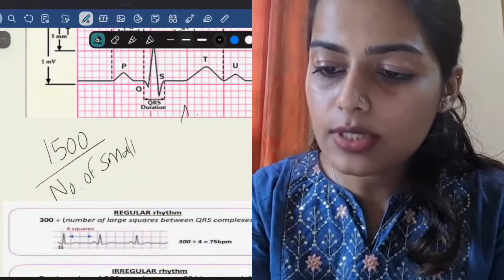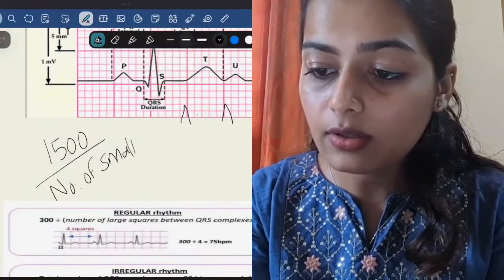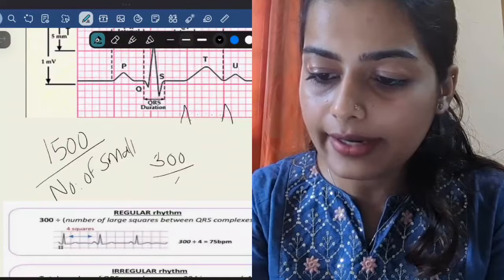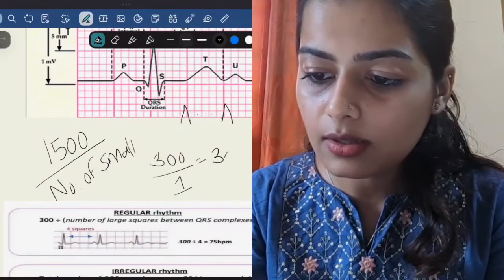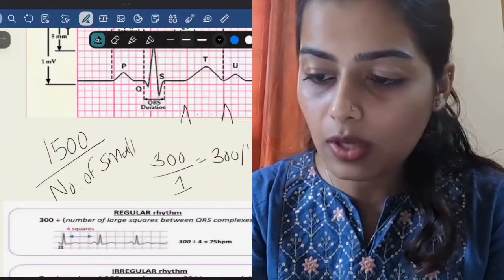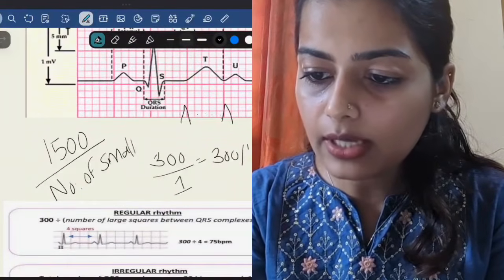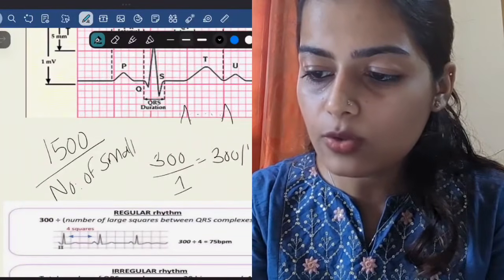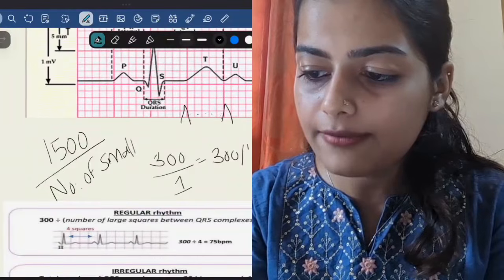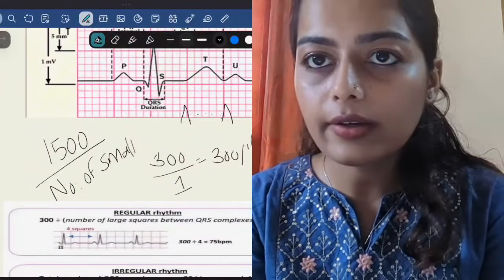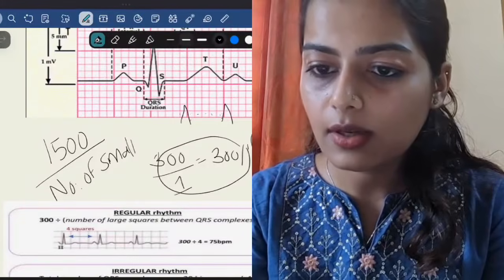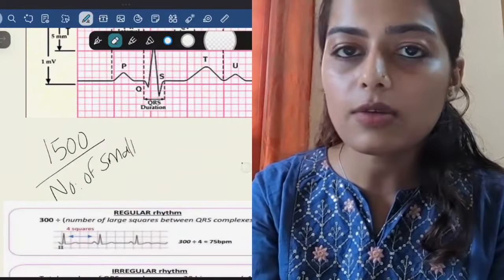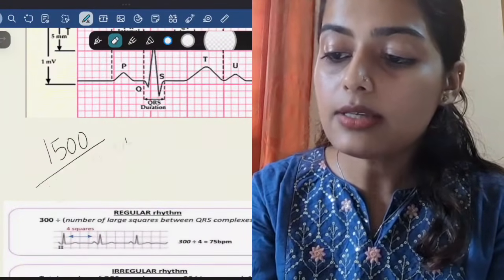Example: if you see an R wave here and an R wave here, this is just one large box. So with the first formula, it will be 300 divided by 1, that is 300. It's a very high heart rate, 300 beats per minute. But when you take the number of smaller boxes, 1, 2, 3, 4, 5, there are 5 smaller boxes, so you will use the formula 1500 divided by 5, which also gives 300. So that is 300 beats per minute. It's not a normal condition; I just gave you an example to understand. Okay, that's it about the calculation of heart rate when the rhythm is regular.